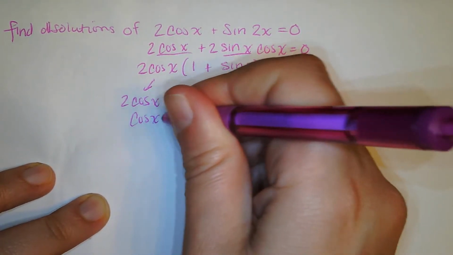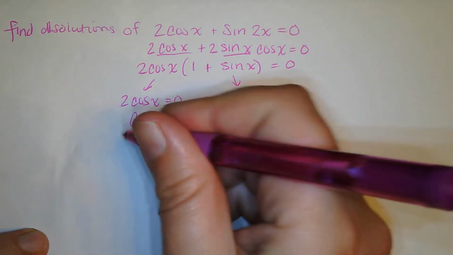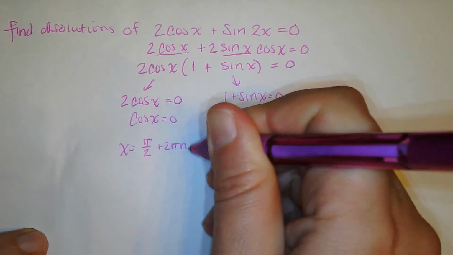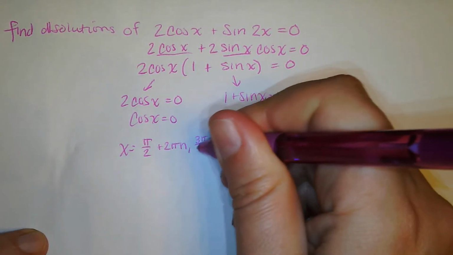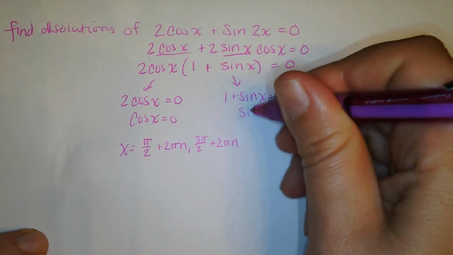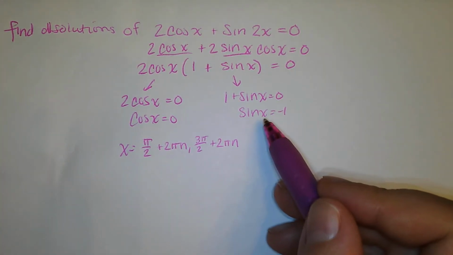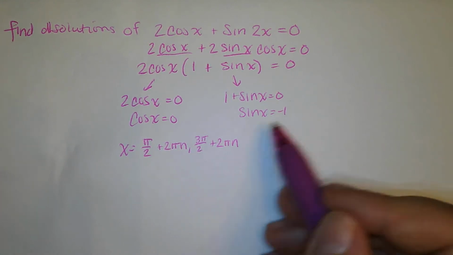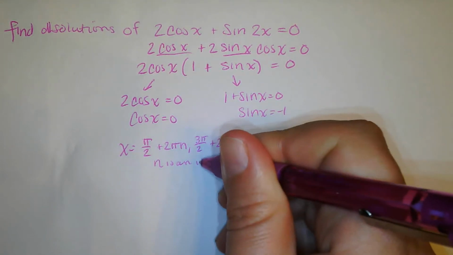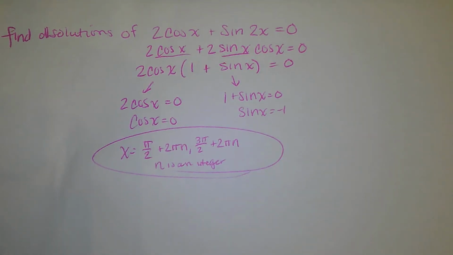Here, cosine x equals 0. That occurs at pi over 2, and it occurs at 3 pi over 2. And here, sine x equals negative 1. That occurs at 3 pi over 2. So I don't have to rewrite that one because we already did that one. Anyhow, n is an integer, just like always. And there's our solution.